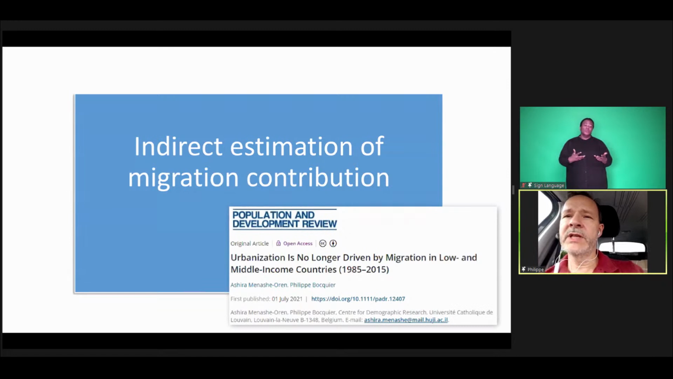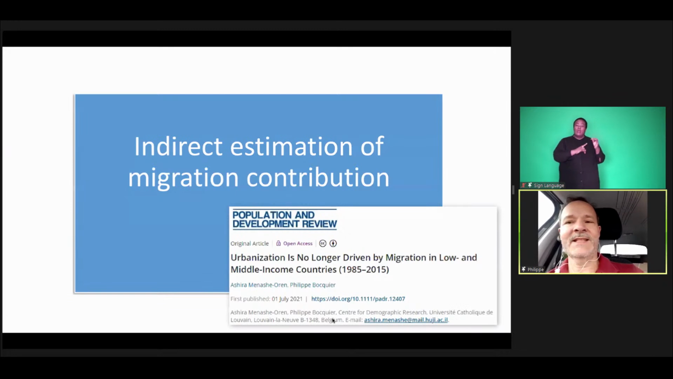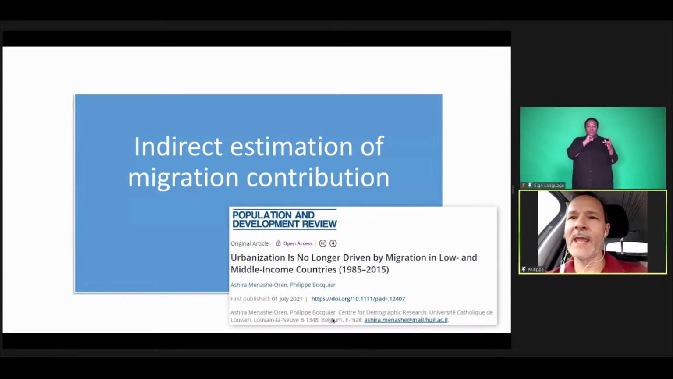Using the indirect estimation, we are pleased to inform you that what I'm presenting now is already published in PDR, and the title says it all: Urbanization is no longer driven by migration.